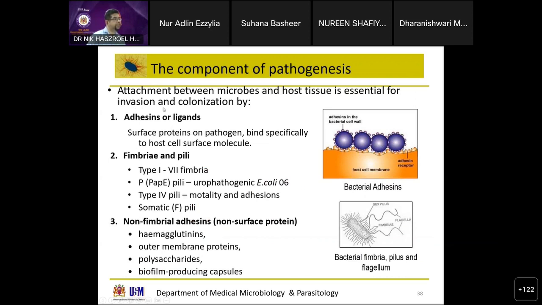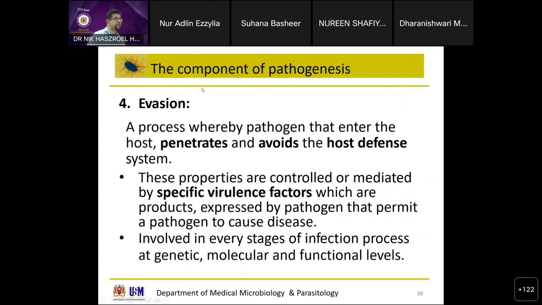So also some bacteria have adhesins or ligands to attach to the host. Some have fimbriae and pili, and some have non-fimbriae adhesins to help them attach to the host. Once they have attached, they have to resist the host immunity. We call it evasion. It's a process whereby the pathogen that enters the host penetrates and avoids the host defense system.